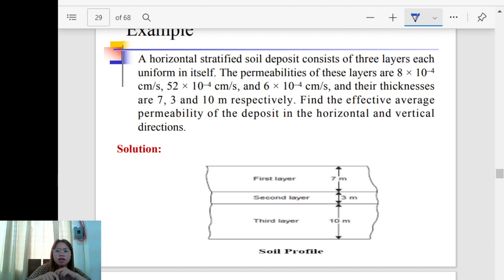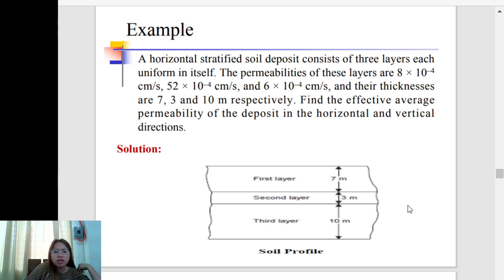Example: a horizontal stratified soil deposit consists of 3 layers, each uniform in itself. The permeabilities of these layers are 8 times 10 to the negative 4 centimeter per second, 52 times 10 to the negative 4 centimeter per second, and 6 times 10 to the negative 4 centimeter per second. Their thickness are 7, 3, and 10 respectively. Find the effective average permeability.